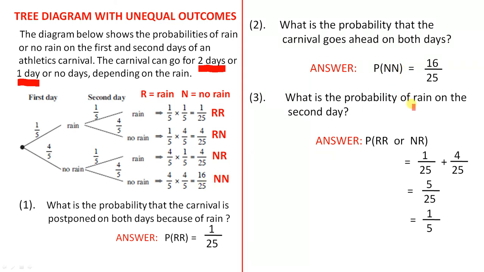What is the probability of rain on the second day? So we want rain on the second day. Now that occurs either here or here. Now here you add those probabilities up because it's a probability of RR or NR. So it's 1 on 25 plus 4 on 25. 5 on 25 is 1 over 5.